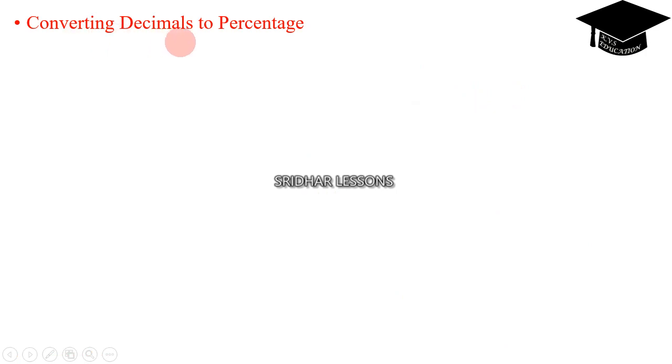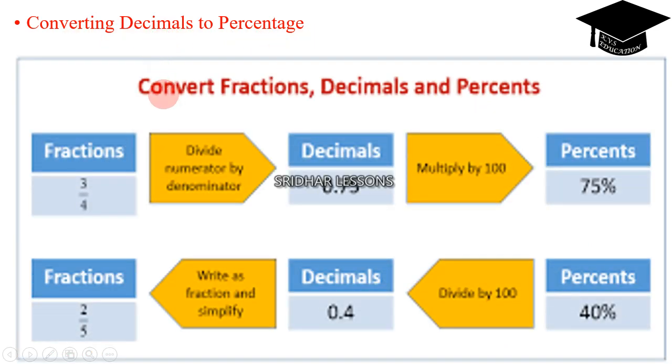Next, converting the decimals into percentage. See, the fractions can be converted into decimal. 3 by 4 is equal to 0.75. If you multiply with 100, it will become 75%. Similarly, 2 by 5 is a fraction. We can write this fraction as 0.4. When you multiply by 100, this will come as 40%.